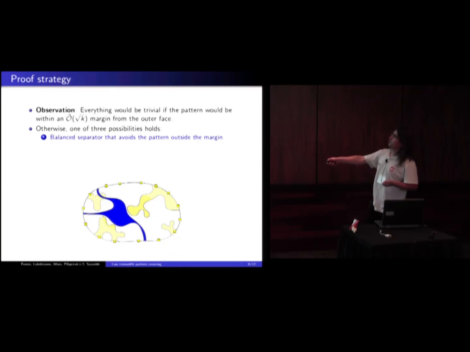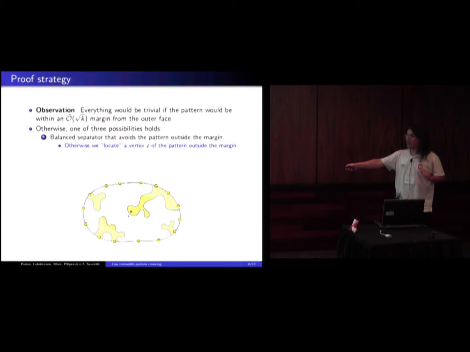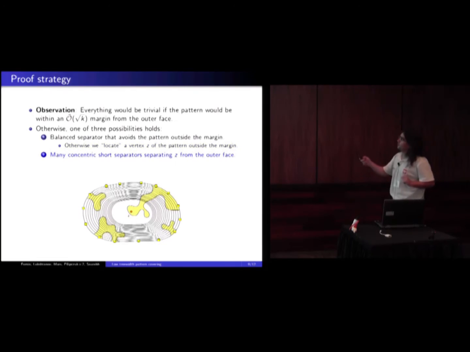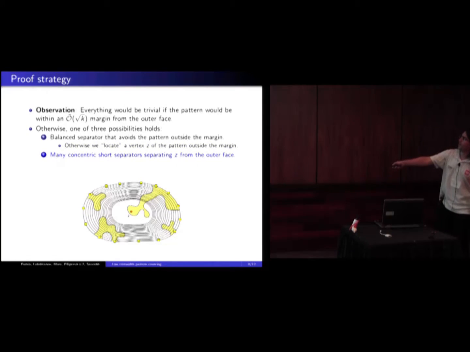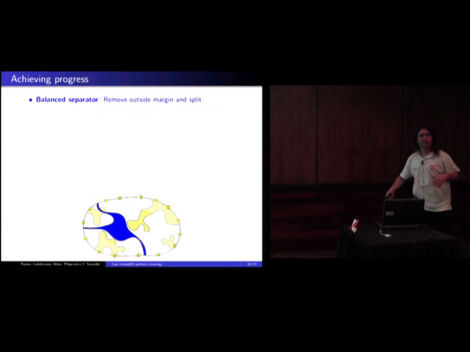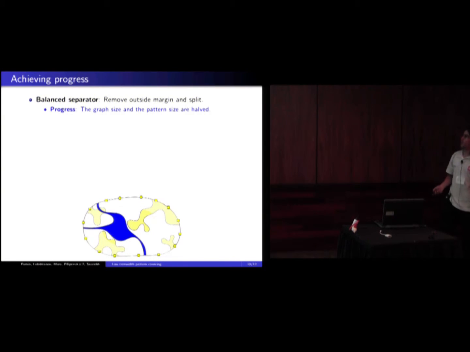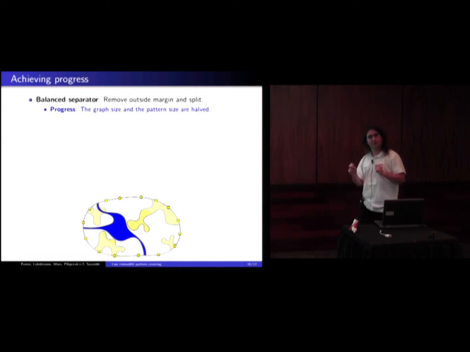Either we can find a balanced separator of the graph, or otherwise we can locate, using randomized guessing, some vertex of the graph, and then we have 2 possibilities. Either we find many concentric separators separating this vertex from the outer face, or we can find many almost disjoint paths that connect this vertex to the outer face. So what do we do in these situations? If we get a balanced separator, basically we can split as usual, and progress is achieved because we are splitting both the pattern and the size of the graph.